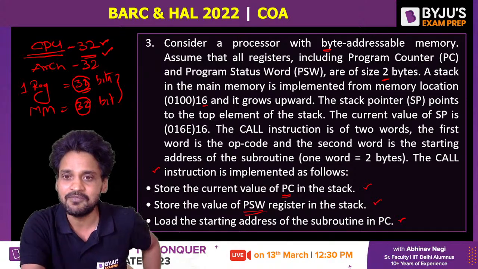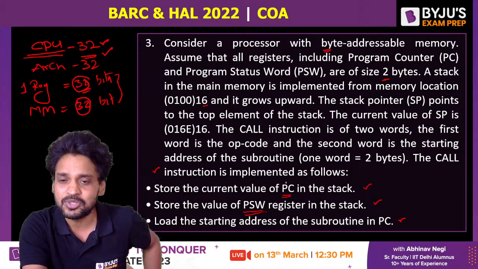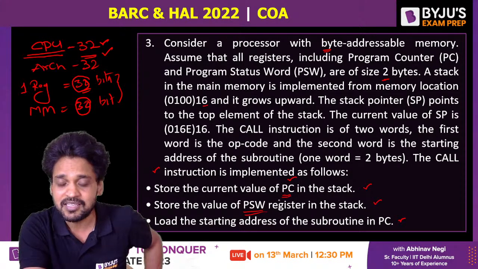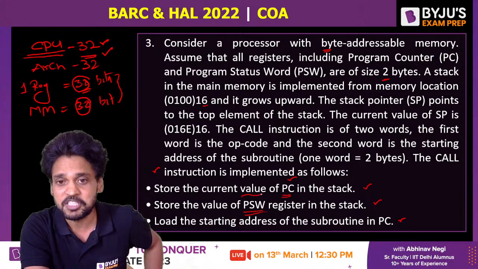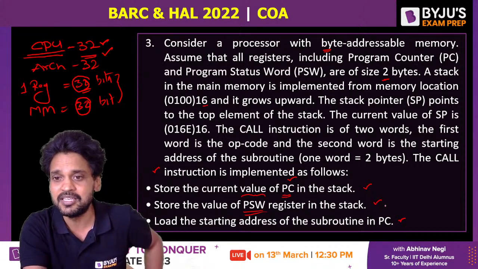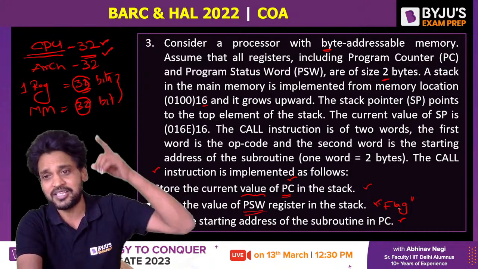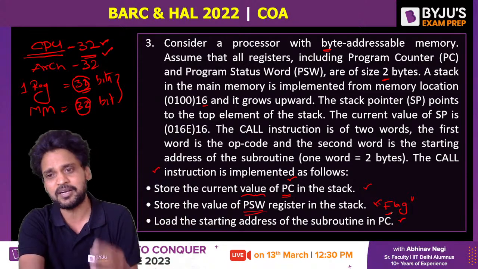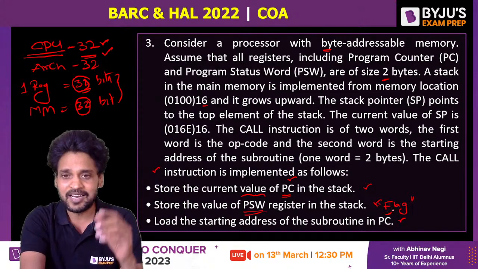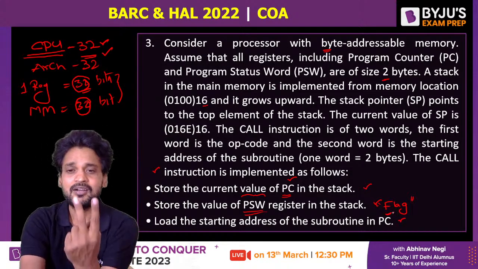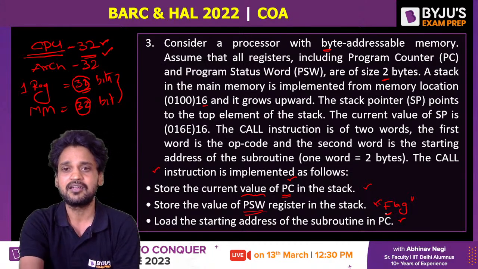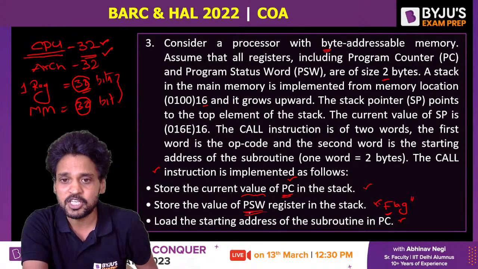So here it is somewhat customized. In addition to saving the program counter, he is also saving PSW. What is PSW? PSW is nothing but our flag register. Generally we don't save the flag register during a subroutine call. Only during a service routine call, that is during the interrupt, we will save this flag. But according to the question, when a call instruction is executed, two things will be saved into the stack. One is program counter, one more is PSW.